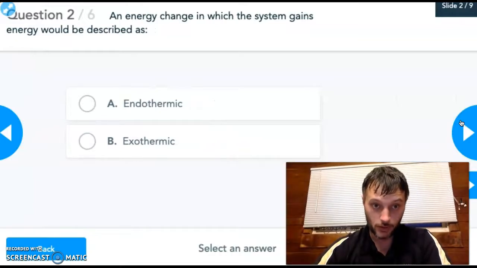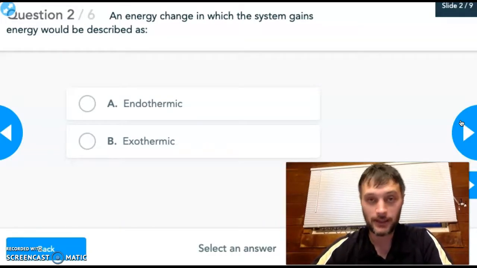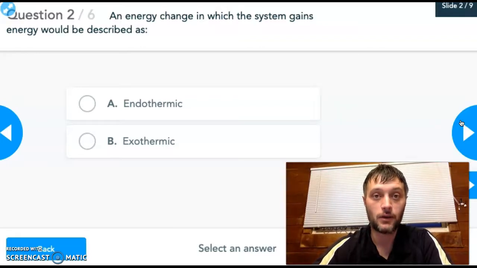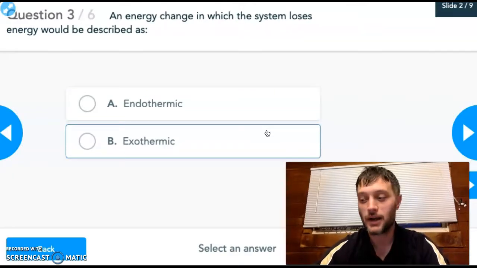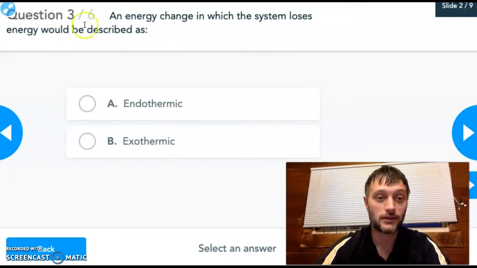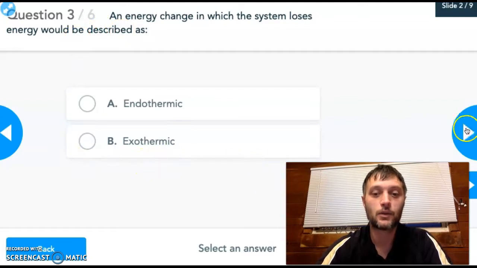Number two, system gains energy. That means energy is coming into the system. So that's an endothermic reaction. An energy change in which the system loses energy is described as an exothermic reaction. Energy is exiting the system, so it's exothermic.